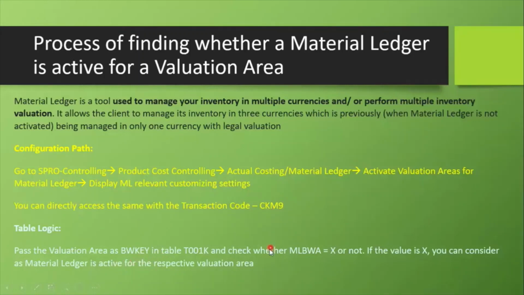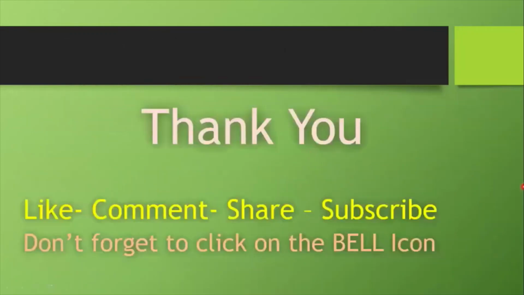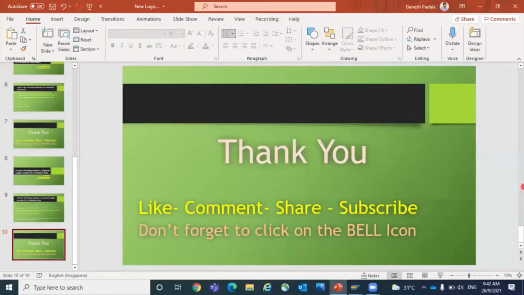Table wise, if you want to see, T001K is the table related to valuation area. In that table itself, you will find a field called ML is active or not. Material ledger, the short form is ML. You can check whether ML is active or not from the T001K table. So let's check these 2 things here. This is a short video just to know whether material ledger is active or not.